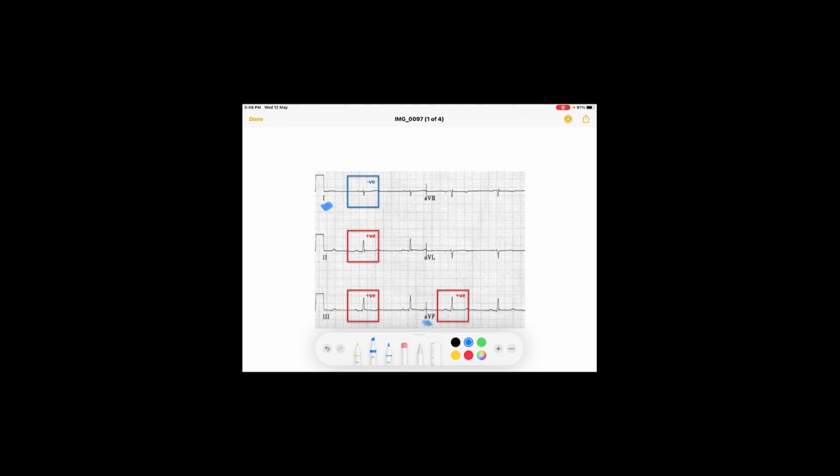Here in lead 1, the wave is a negative wave, and in lead AVF it is a positive wave. So I'll draw the axis here.